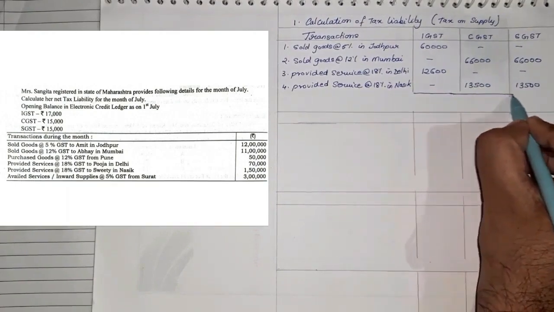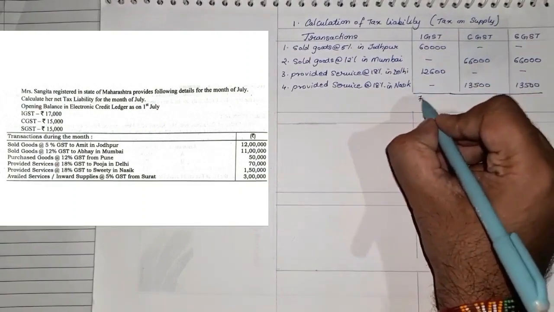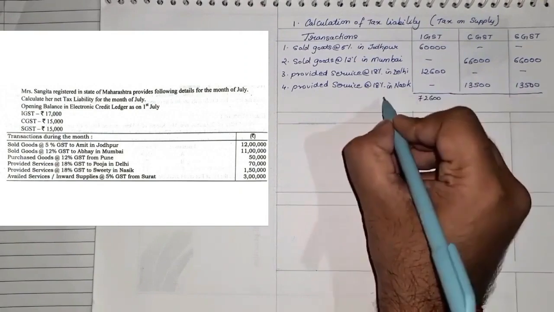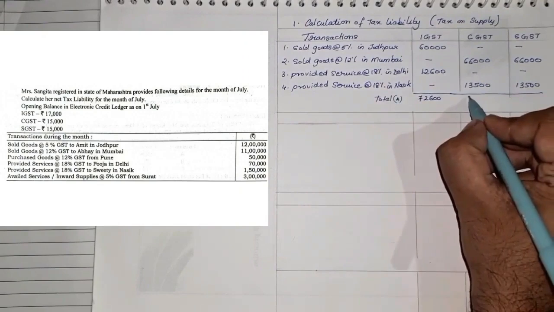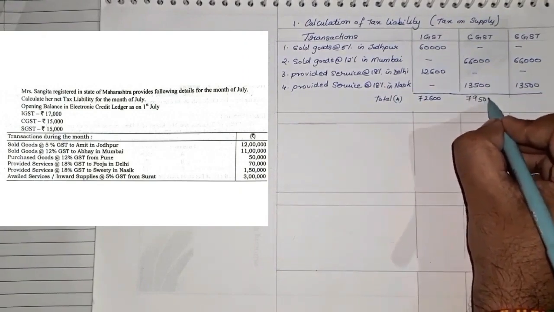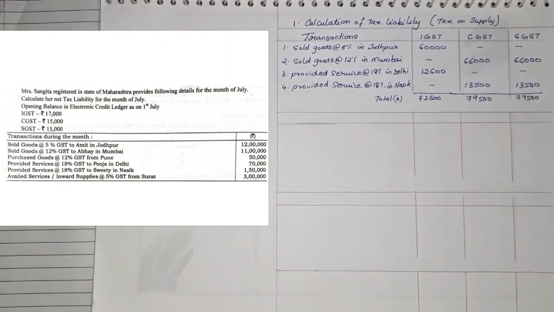That's it. Other than that, there is no more supply. We will total it up. So that becomes 72,600. That's the total. 79,500 and 79,500. That's the very first step that you need to solve. Very simple. Whatever you're supplying, on that take the value of the GST. If it is two different states, IGST; same state, break into CGST and SGST.